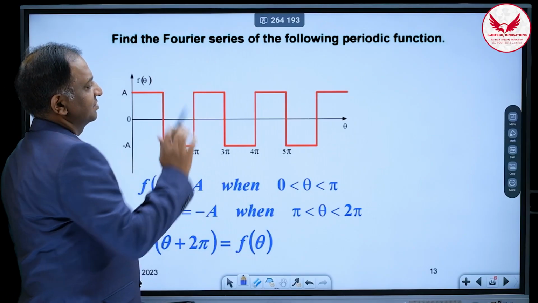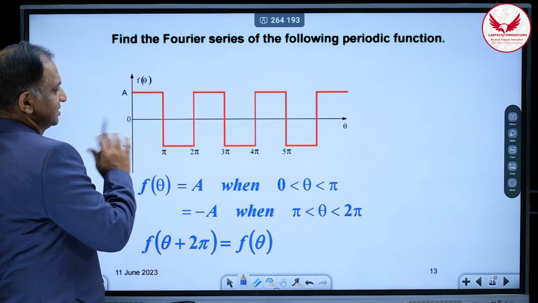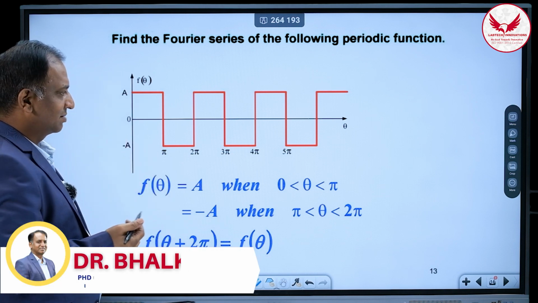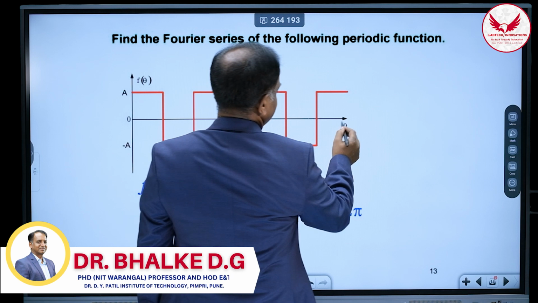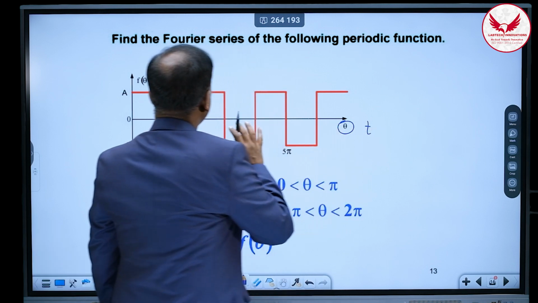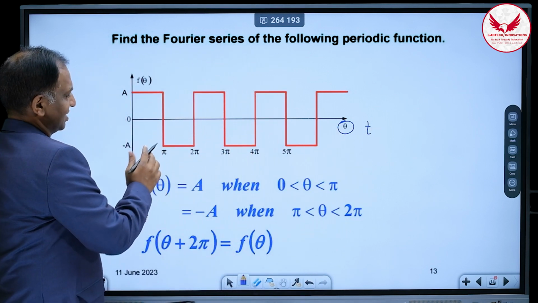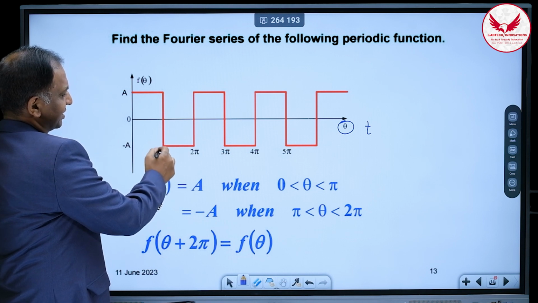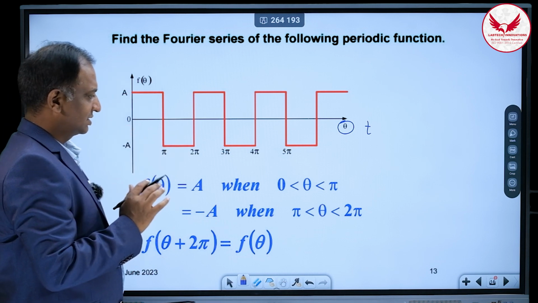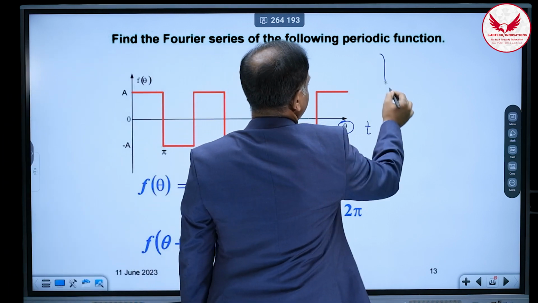Find the Fourier series of the following periodic signal. So this signal is given. Already we have solved this problem, but instead of this theta, we have used t. If you look at it, both signals are the same, and here we have taken pi and 2 pi as 1 and 2. So first, as I told you, once again I will repeat all the steps.